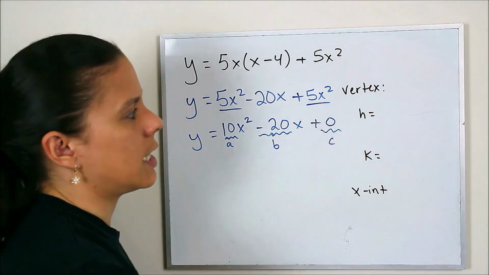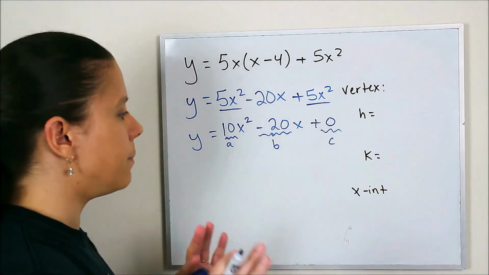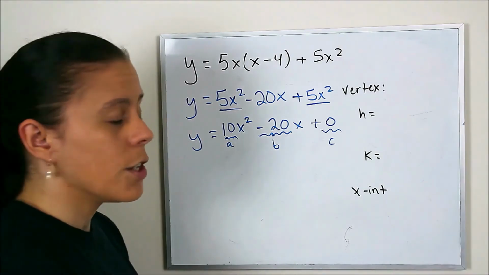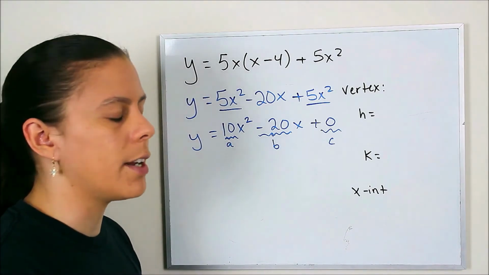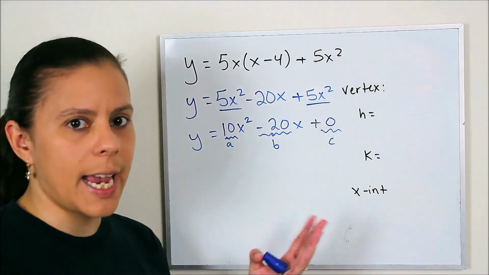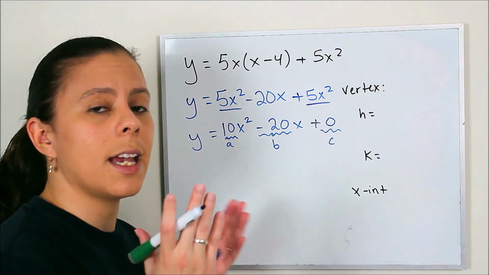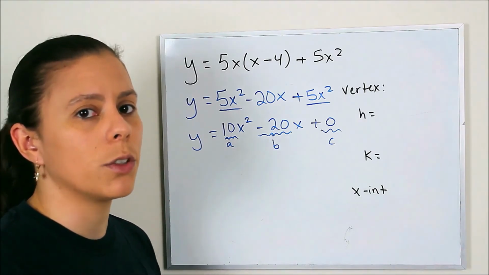Okay, I don't really need c to find the vertex, but it's good to know that it's there anyway. So in order to find the vertex, we said that we have to find the h first, which is the x coordinate for it. And the x coordinate, or the h, we're going to find by making h equal to negative b over 2a.